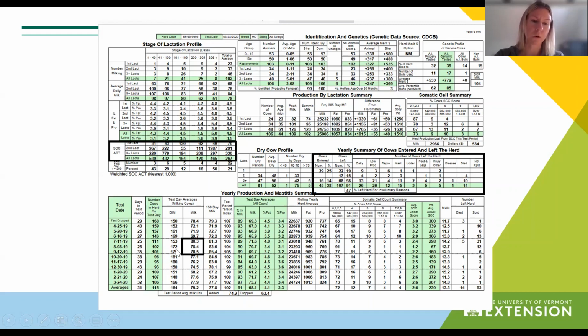So ideally the goal would be 150 days, but it's nice to be able to look at that and see, do we have kind of a seasonality effect going on in the herd? Is there a particular time of year where they're higher in days in milk and then lower at another point?